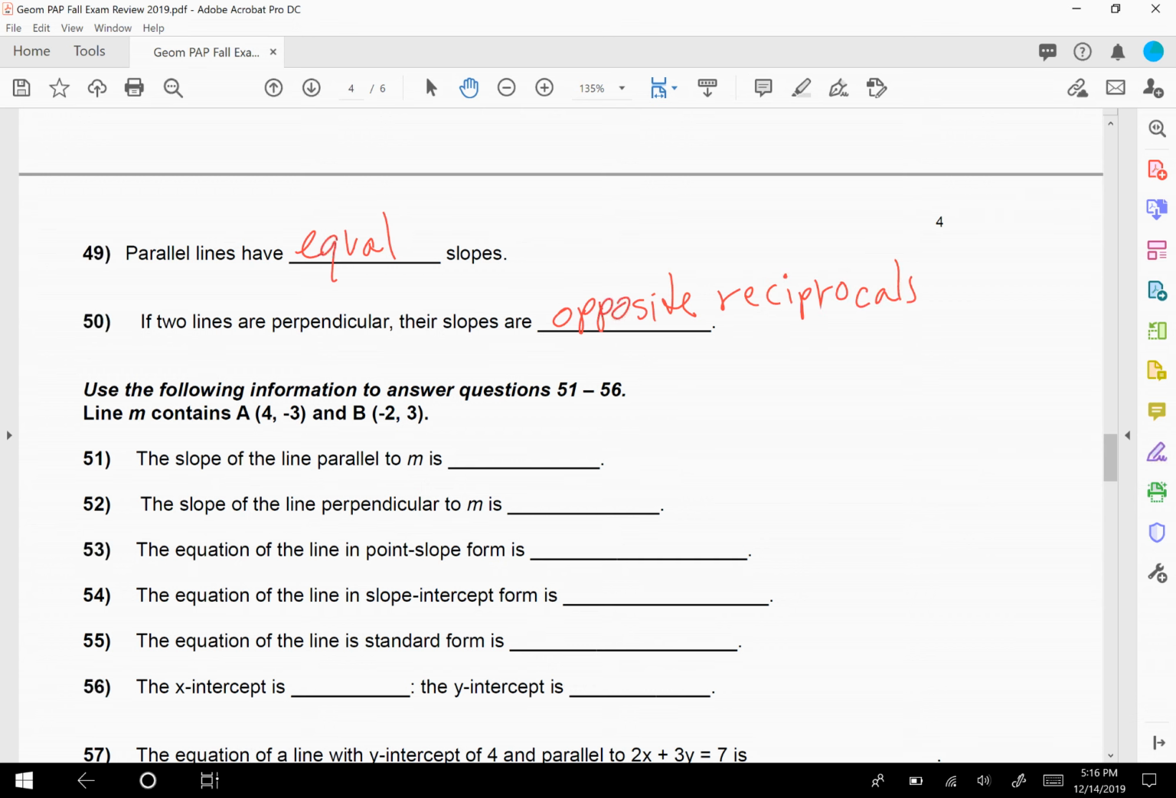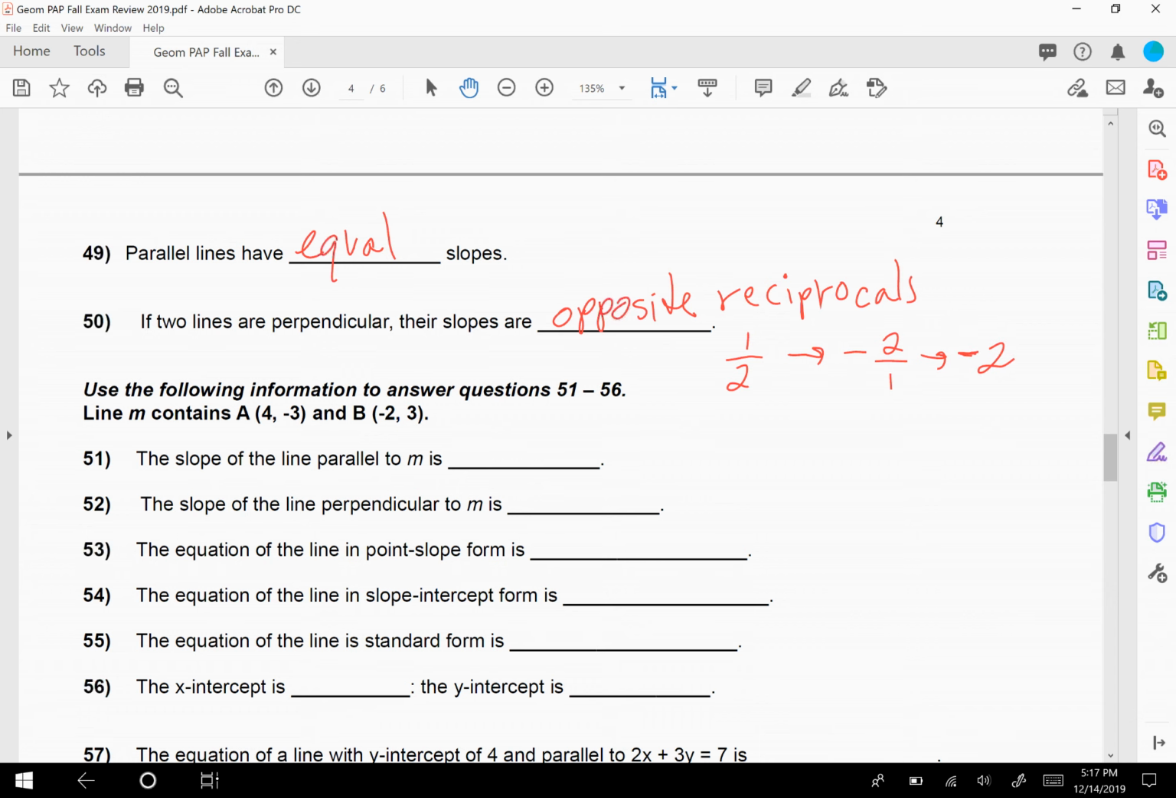An example of that would be, let's say the original slope was 1/2. The opposite reciprocal of that: opposite means the opposite sign, so negative. And for the reciprocal, you take the number and flip it. Since it's a fraction, you just flip it, but really you would write that as -2.